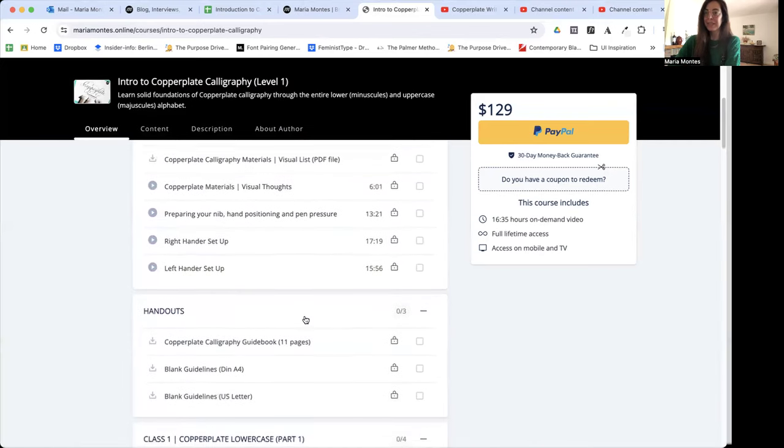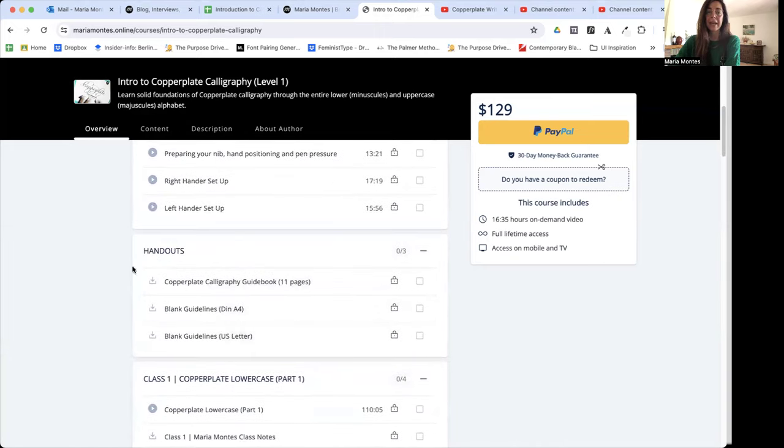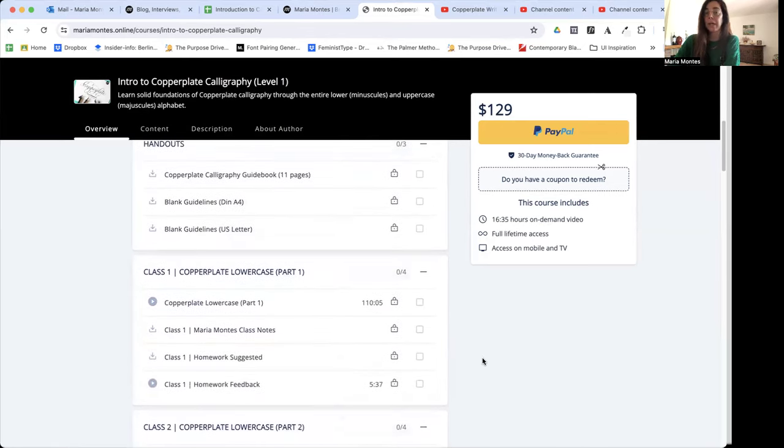In the next section, it's talking about the handouts. And so in here, you have access to my guidebook and all blank calligraphy guidelines that we are going to need for this course. You find them as a DIN A or US letter system, depending on what you currently use. Then the main course starts on class one.